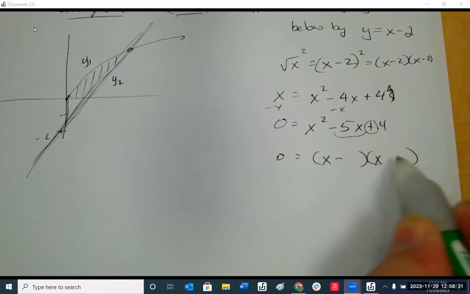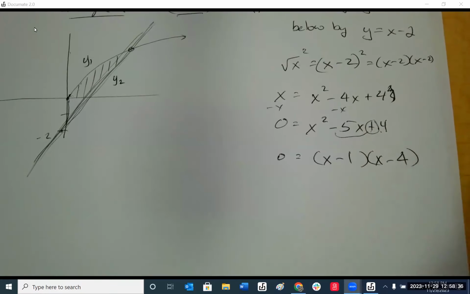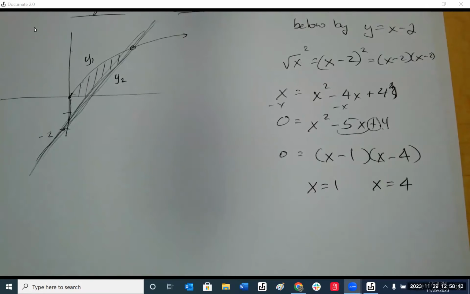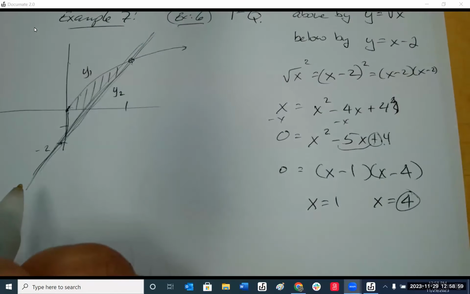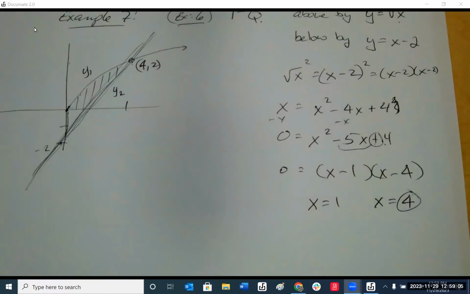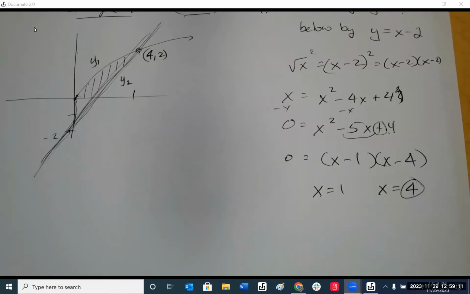They're both minus. So what times what is 4 when you add them to get 5? 1 and 4. So x equals 1 and x equals 4. We're going to use the 4, because that's where they both intersect. When x is 4, y is 2 at that point. So that's how we used to do it.